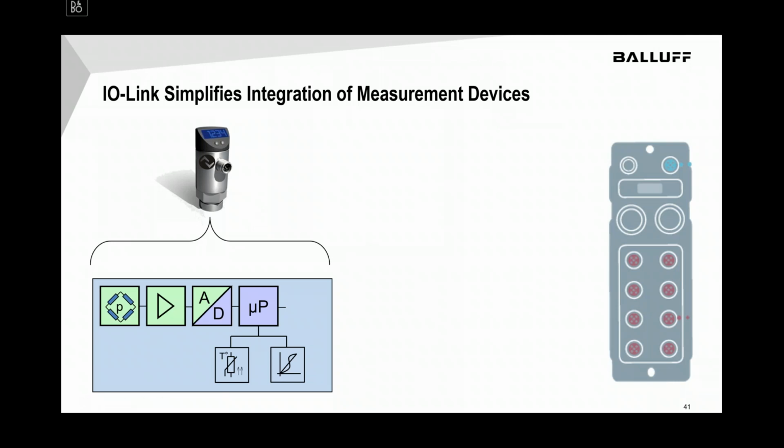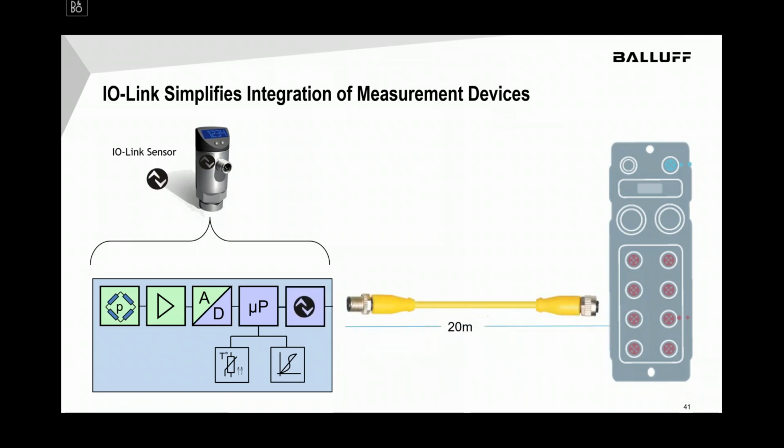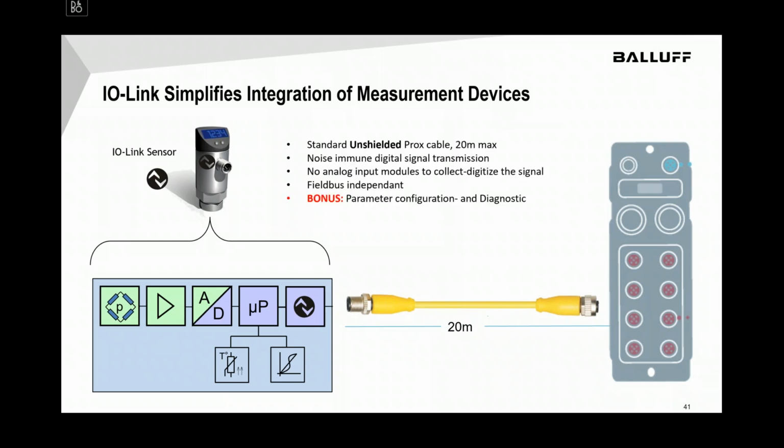So what if, since that data is already in digital format, because there is a microprocessor involved, why not get that sensor data directly from the sensor and connect it to an IO-Link master? Now I'm using a standard unshielded cable, so it's no more expensive analog cable. It's a 24 volt signal, so it's a higher noise immunity than your analog 4 to 20 milliamp or 0 to 10 volt signal. You don't need any analog modules on the other end to connect, and it is a completely field bus independent architecture.